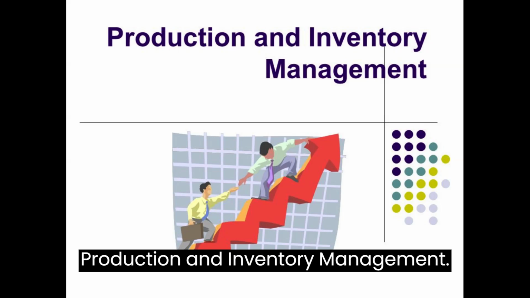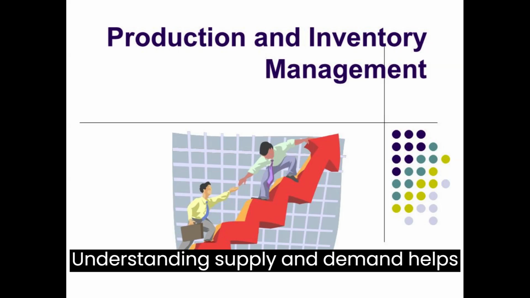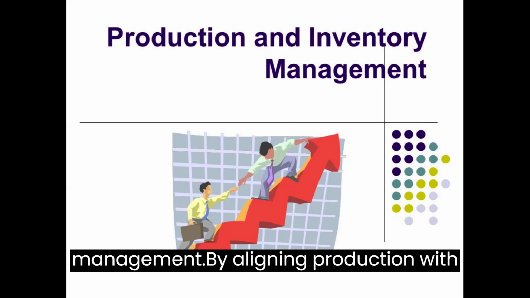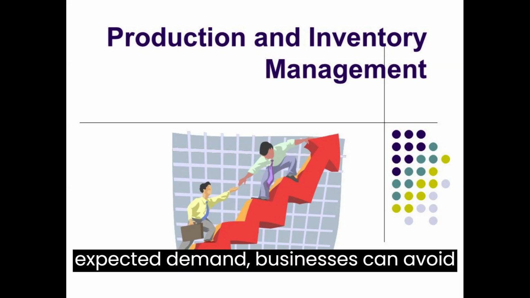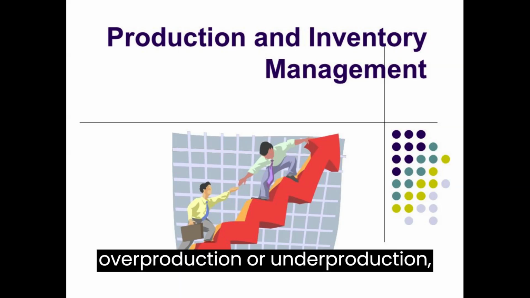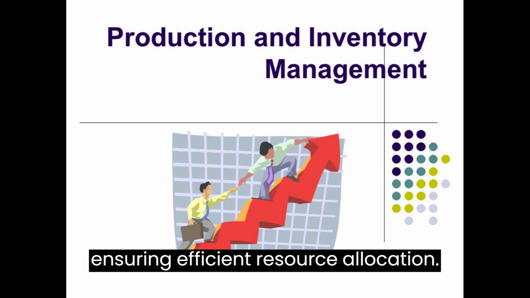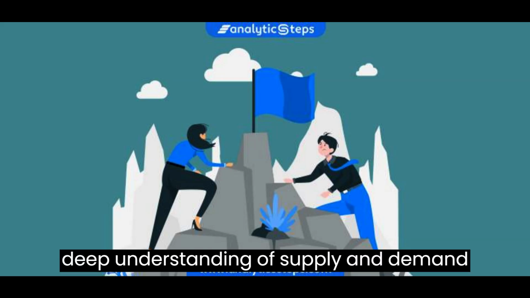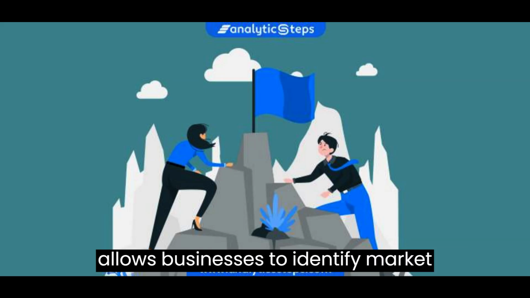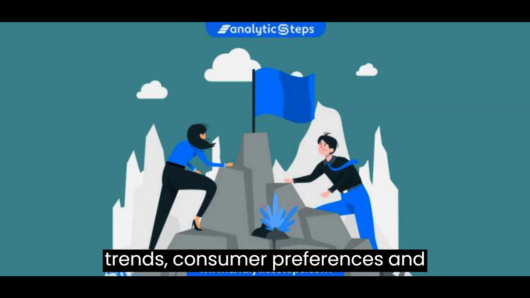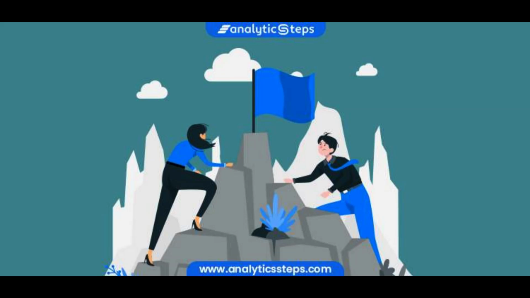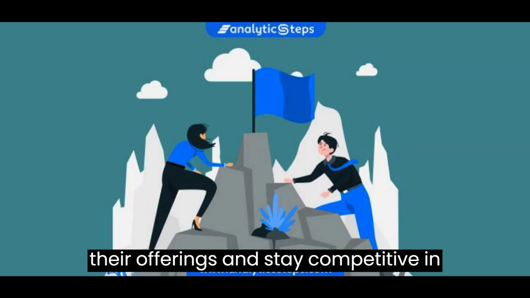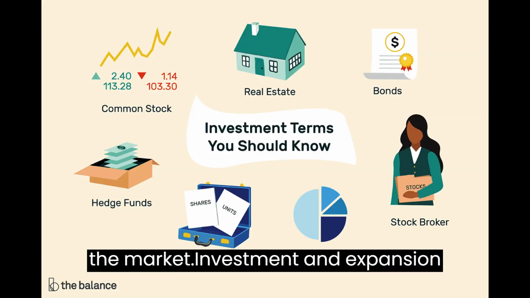Production and inventory management. Understanding supply and demand helps businesses make informed decisions about production levels and inventory management. By aligning production with expected demand, businesses can avoid overproduction or underproduction, ensuring efficient resource allocation. Market positioning and competition. A deep understanding of supply and demand allows businesses to identify market trends, consumer preferences, and emerging demands. This knowledge enables businesses to position themselves effectively, differentiate their offerings, and stay competitive in the market.